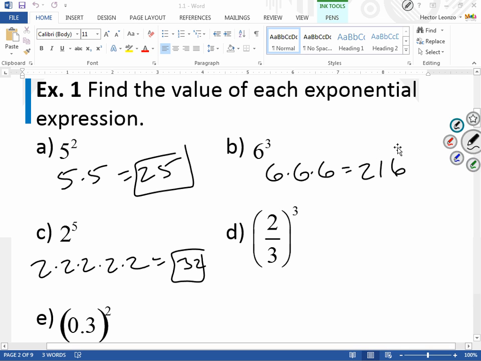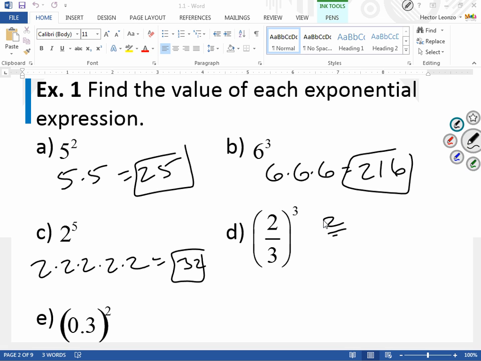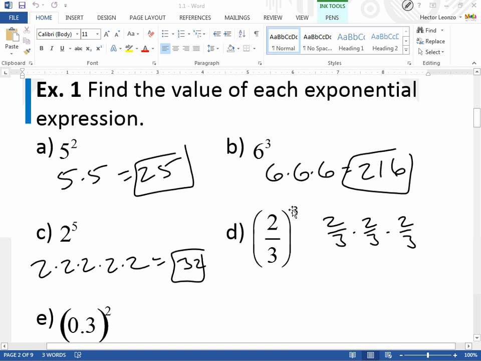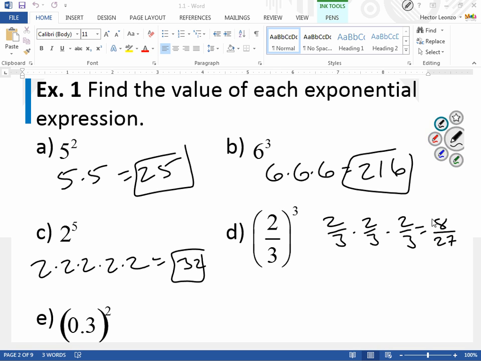Now, even on a fraction, looking at my example D, notice how the whole fraction is inside parentheses and the exponent is on the outside. So that means we're repeating the whole fraction. So 2 over 3 times 2 over 3 times 2 over 3. I want to do it 3 times because that's what the exponent says. Now just looking at the top, 2 times 2 times 2, that's 8. Looking at the bottom, 3 times 3 times 3, that's 27. So my answer is 8 over 27.